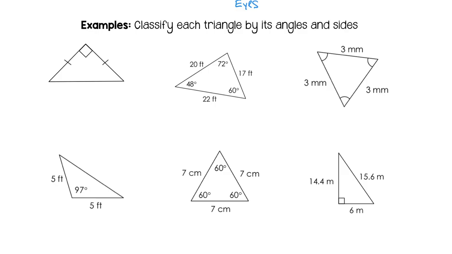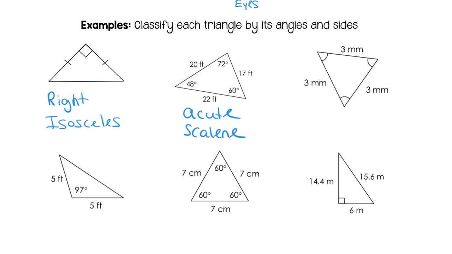All right, so in each of these examples, we're going to classify each triangle by its angles and its sides. If you look at this first example, we have a right angle. We have two equal sides. So that would be a right isosceles triangle. If you look at this top middle one, we have three angles that are all less than 90. So that makes the triangle acute. And then looking at the side lengths, are any of them the same length? Since they're all different, this is an acute scalene triangle.